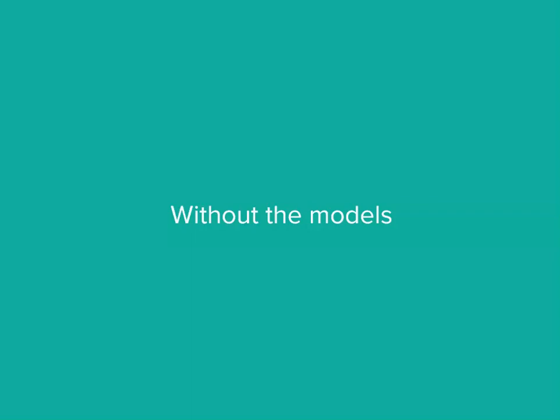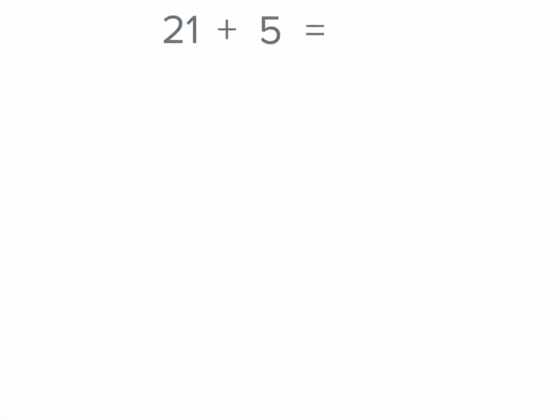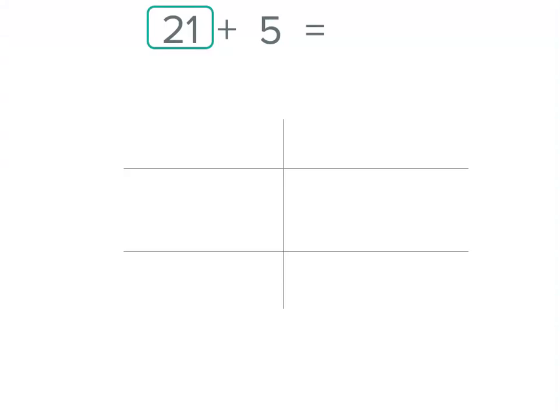This time we're not using models. We're going to actually do it this way. We've got 21 plus 5. Now we're going to use some columns, and they're place value columns. We're going to look at each number and write the digits in the place value column. 21 has 1 in the units place, and it has a 2 in the tens place. So we're going to write our number like that.